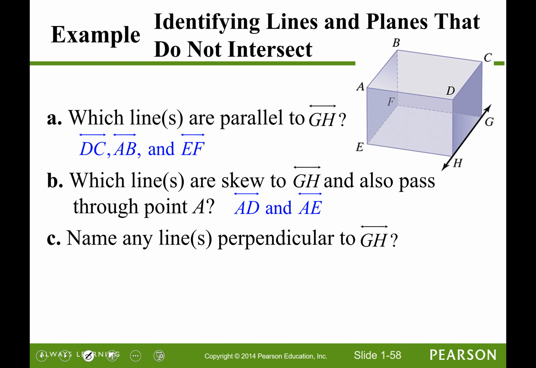Name any line or lines perpendicular to GH. Okay, here's GH, and I'll give you a hint. It's more than two of them. Lines perpendicular, so form a right angle with GH. Give you another hint. There's a total of 4.